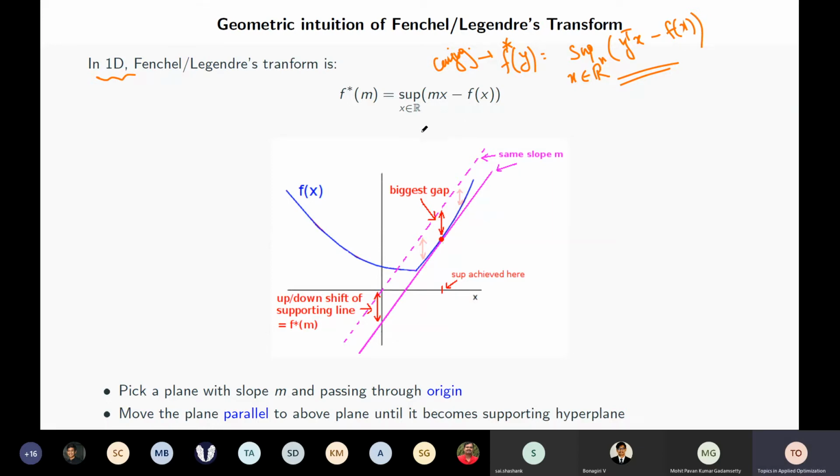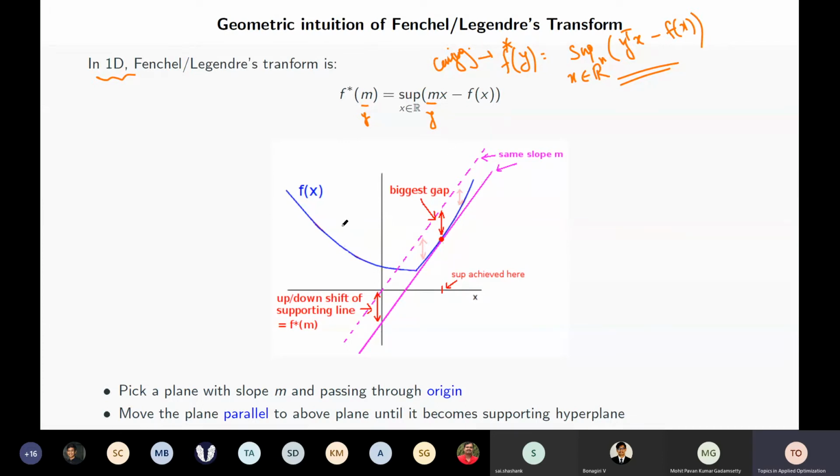The 1D case means x is some real number, and this is the supremum of mx. Here this is like a y. For a real number, y transpose is just y, so I don't have to write m transpose here. So this is like yx minus f(x). Here you can think of this as y in the conjugate.